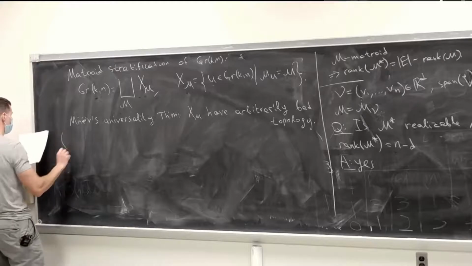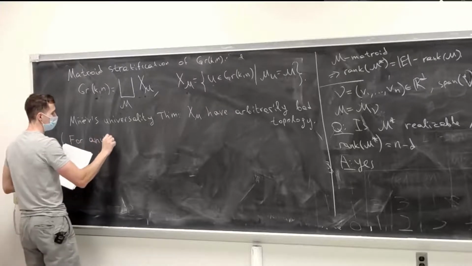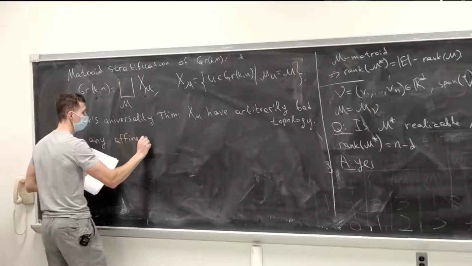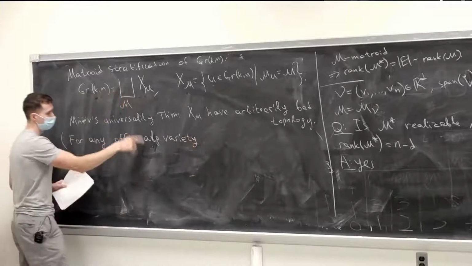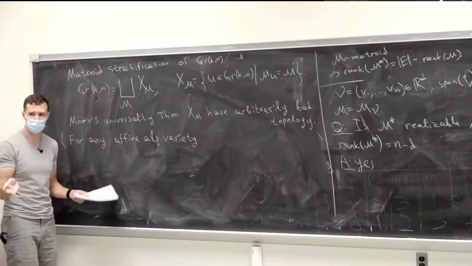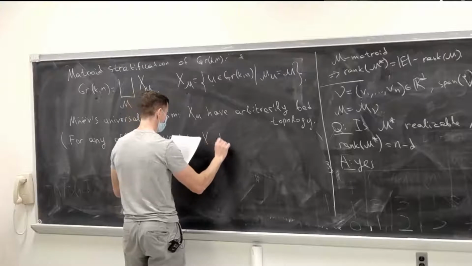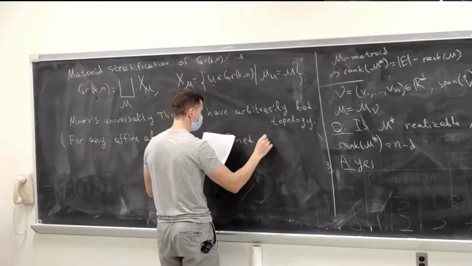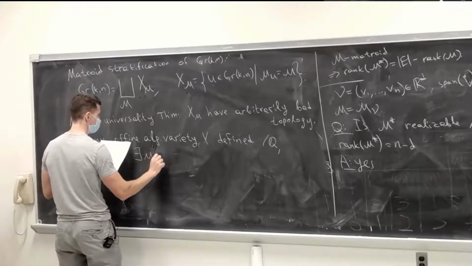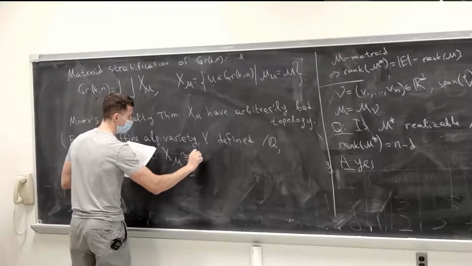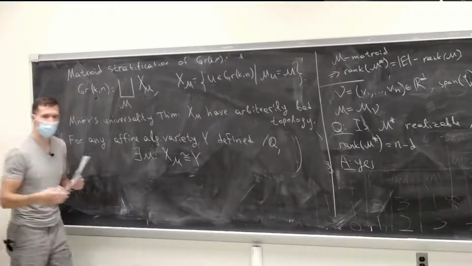But if you don't know about algebraic varieties, you can skip whatever I'm saying right now. The claim is that for any affine algebraic variety, so take a bunch of multivariate polynomials and set them all to 0, and look at the set of solutions, for any such variety Y, where the coefficients of the polynomials are rational numbers, there exists a matroid M such that the corresponding piece is homeomorphic to Y, and isomorphic as an algebraic variety.